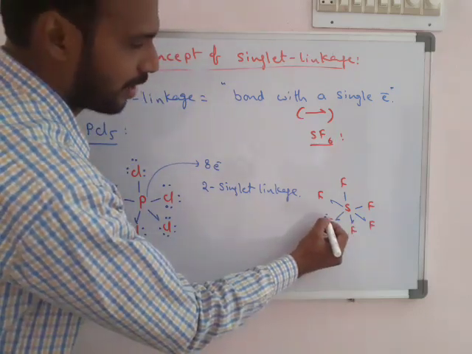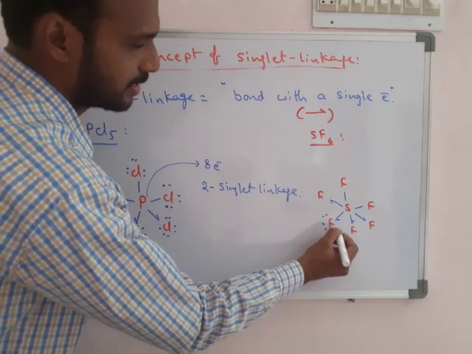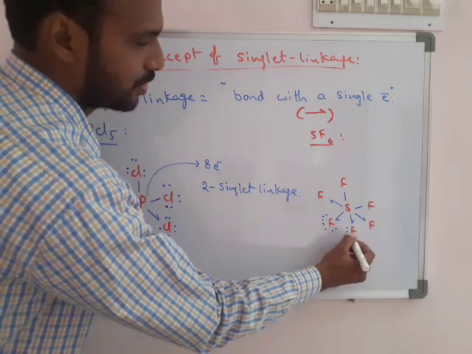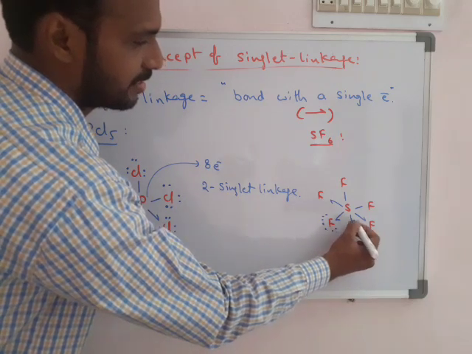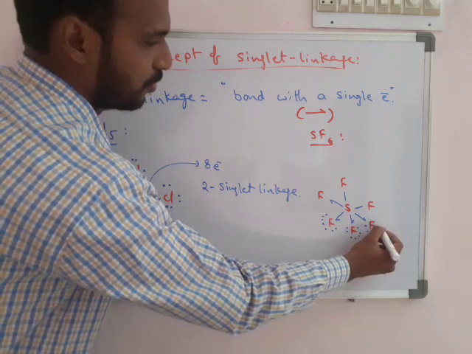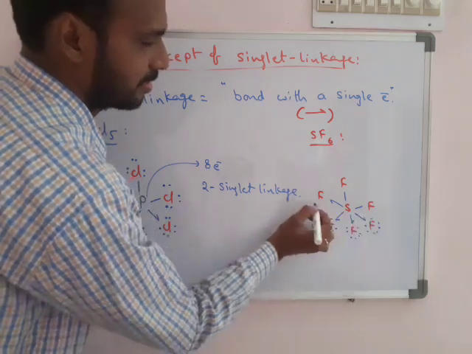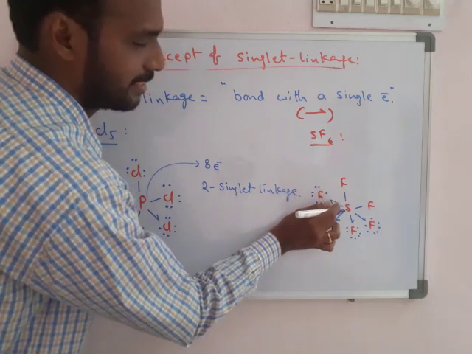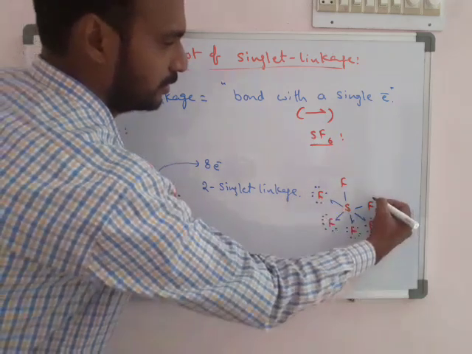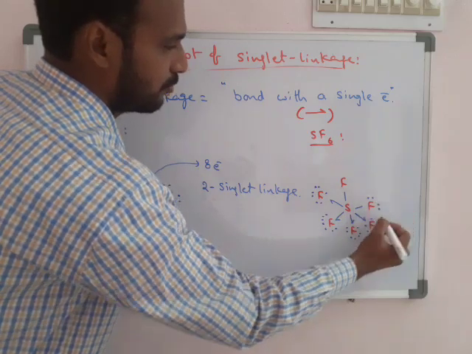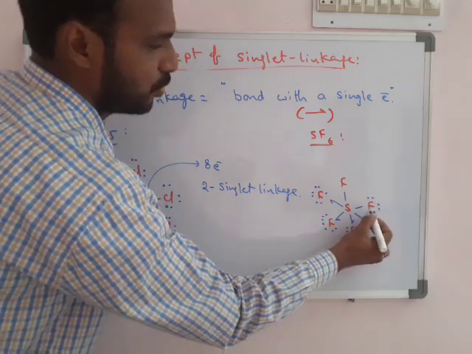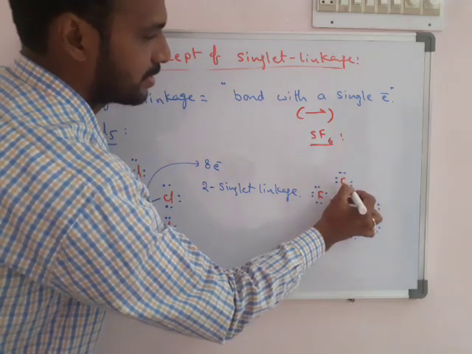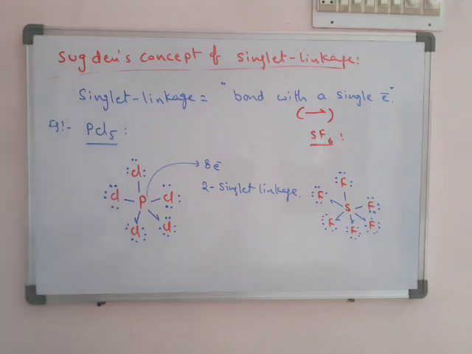Now for fluorine: 1, 2, 3, 4, 5, 6, 7, this is 8. This is a single electron bond. Here for fluorine, 1, 2, 3, 4, 5, 6, and 2 from the normal bond. 1, 2, 3, 4, 5, 6, 7, 8. Now all atoms are satisfied.